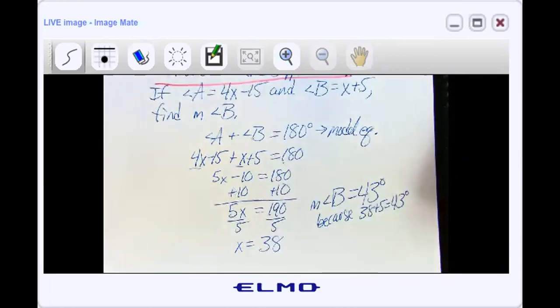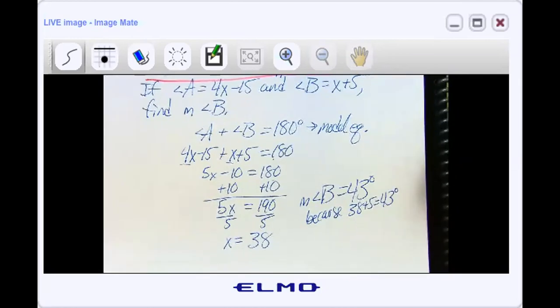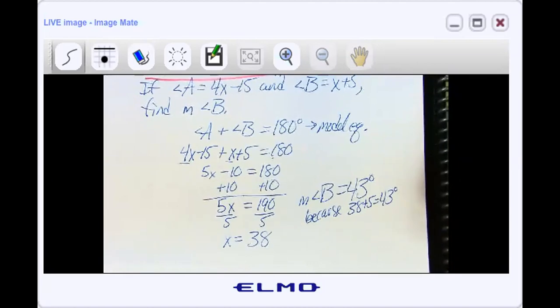You missed. Oh no, I'm looking at the wrong one. Okay, I'm looking at A. Shame.